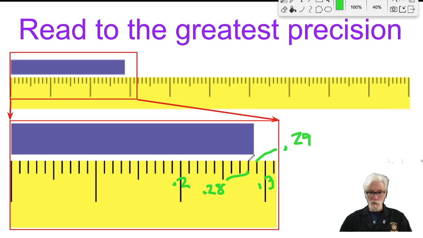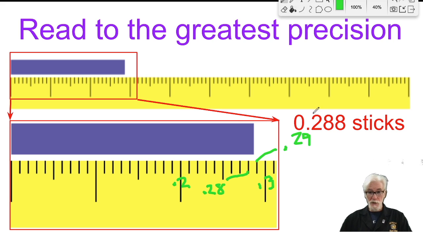How far does the purple thing reach between 0.28 and 0.29 in tenths? So a tenth of a hundredth is a thousandth, so I can read this to the nearest thousandth. When I read this, I say that the length of this is 0.288 sticks because I'm thinking that it's 8/10 of the way between 0.28 and 0.29.